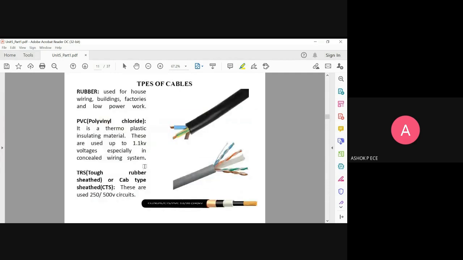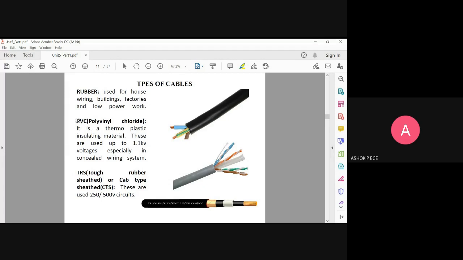Types of cables. You have a rubber cable. So inside the rubber sheet you will be having your individual wires. See, you are grouping the wires, and the outermost covering will depend on the type of cable. So rubber cables are used for house wiring, buildings, factories, and low power work.